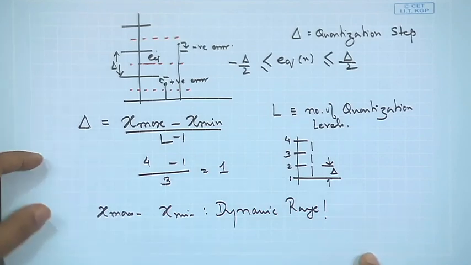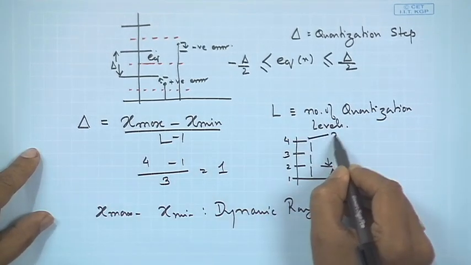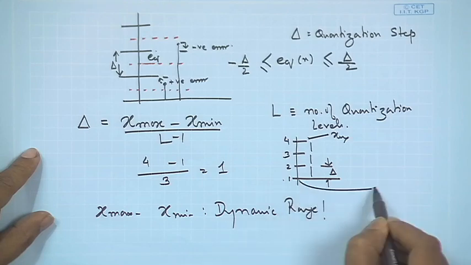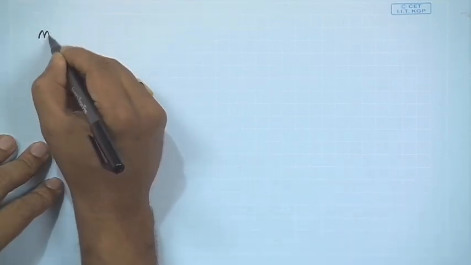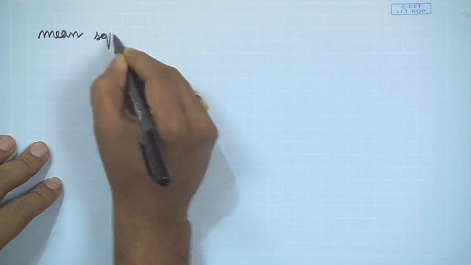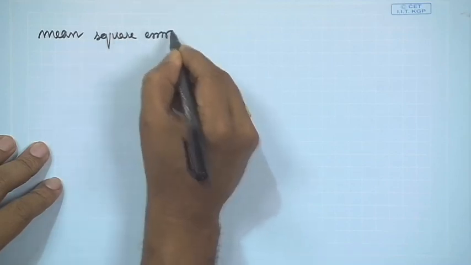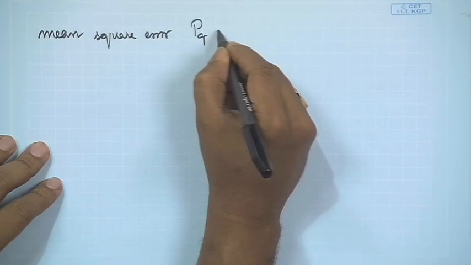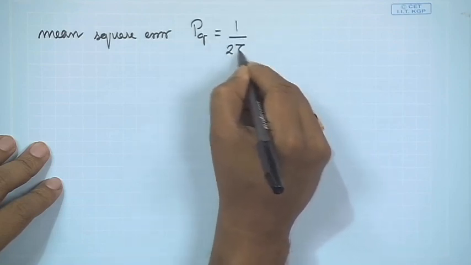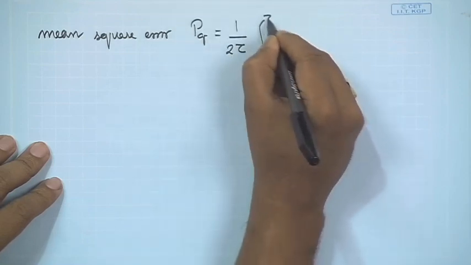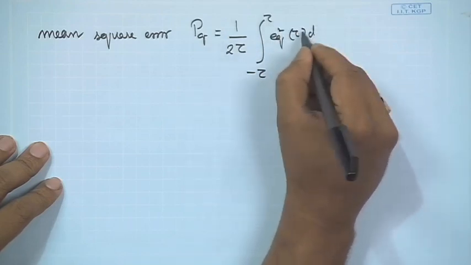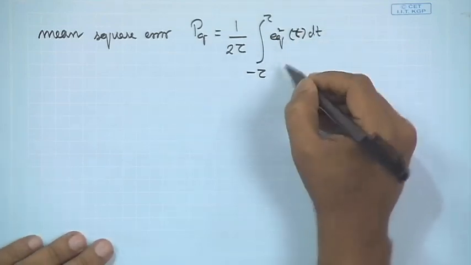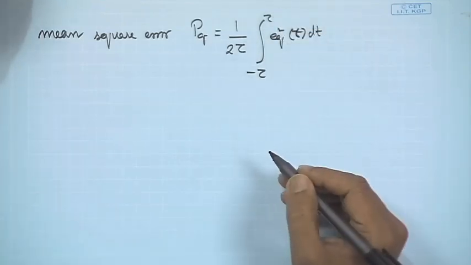So, this is the dynamic range of the signal. This is the x max and this is the x min in our particular example. What we are interested in is calculating the mean square error, which is represented by Pq, defined by 1 upon 2 tau integral from minus tau to tau of eq squared t dt. That means we are evaluating over a certain region of time.